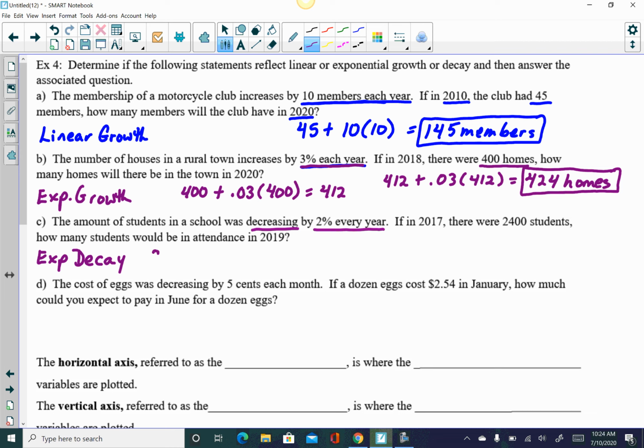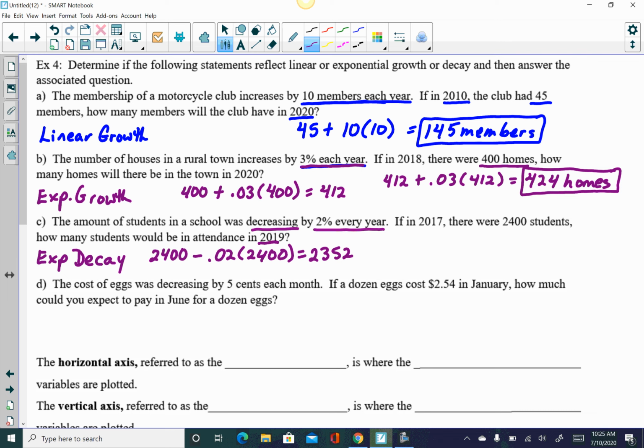We know that we started out with 2,400 students. We're decreasing it by 2%, so 0.02 of that 2,400. We put that in our calculator. So 1 year later, we're sitting at 2,352 students. So that would be essentially you start out in 2017. In 2017, you had 2,400. Here's your 2018 number, 2352.